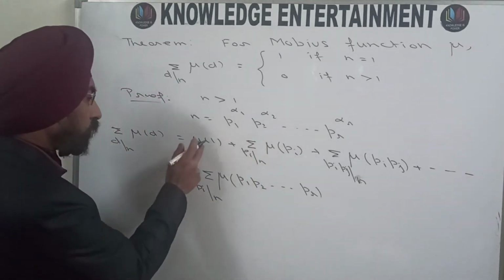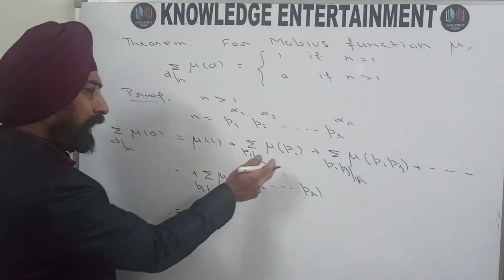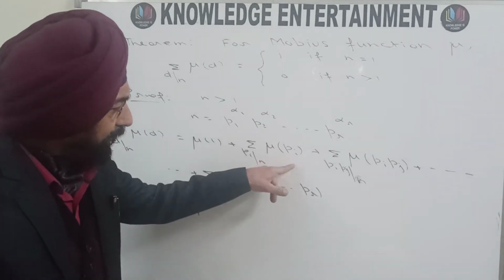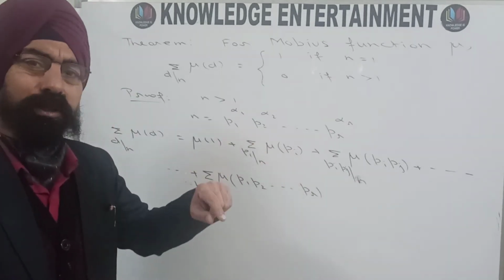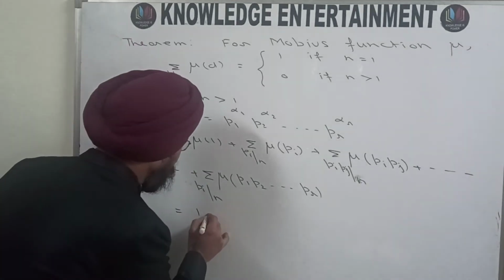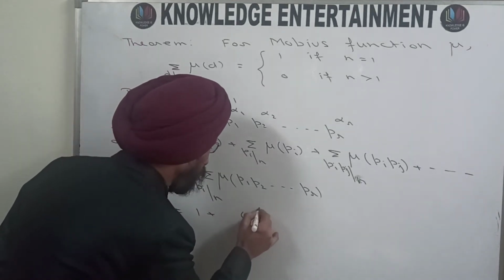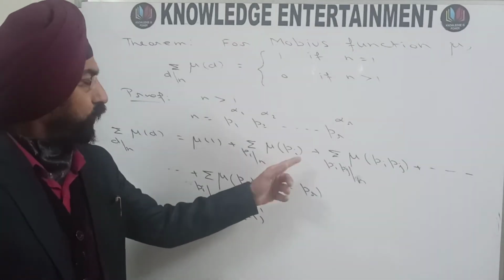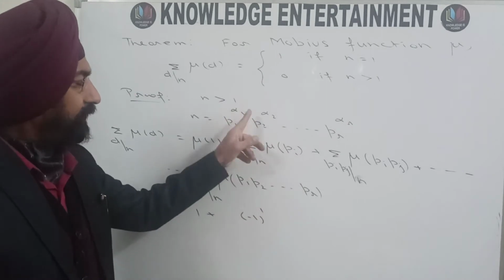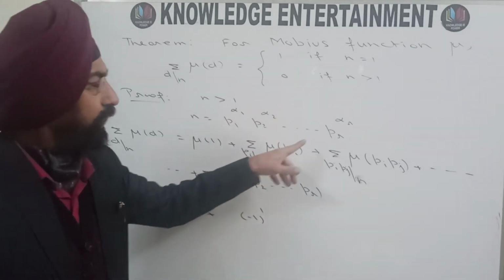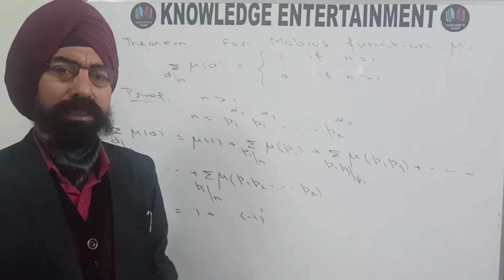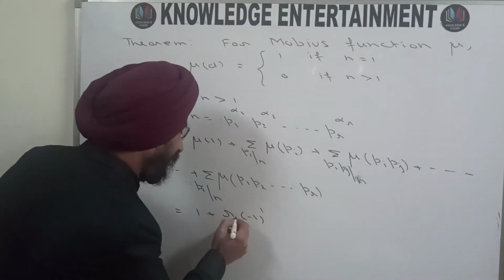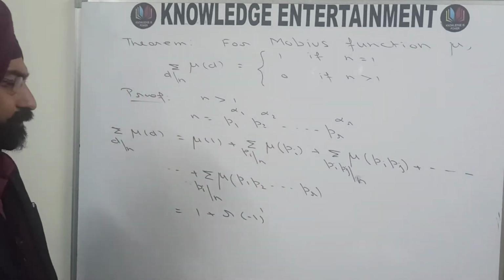So what is it now? Mu 1, we know it is 1. Now sigma mu pi. Only one prime number is there. So what will be the value? Minus 1 raised to the power 1. But how many terms will be here? You can have here p1, you can have here p2, you can have here p3, you can have here pr. So total possibilities are r. So this term will contain r times minus 1 power 1, plus.